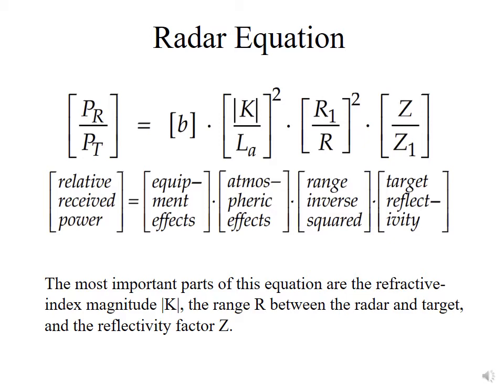This is basically looking at how the beam spreads out from the individual scatterers. We have a constant R1 divided by the radar range. So basically the return signal that we're going to get is going to be proportional to 1 over R squared. And then we have the target reflectivity, Z, over a constant Z1. Z is essentially the reflectivity of the target. The larger the target, the bigger the target reflectivity. And so that is very useful at determining the size of the rain droplets.